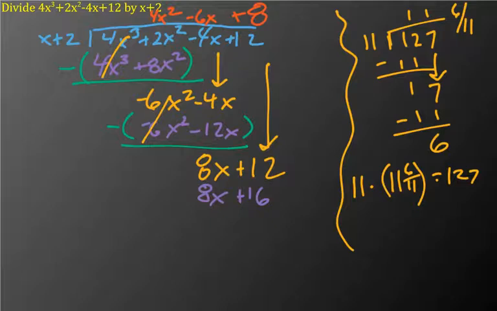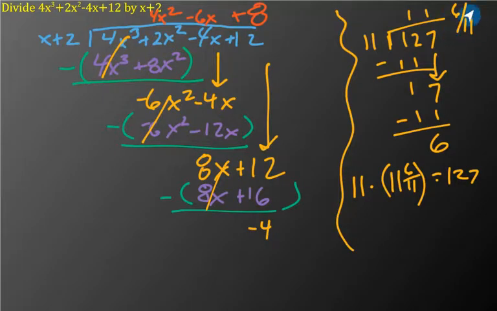And then you subtract. And 12 minus 16 is, oops, just messed up my colors. What was I saying? So 12 minus 16 is negative 4. And now there's nothing else to bring down, so we're in the remainder part.